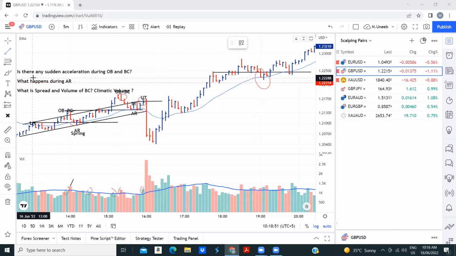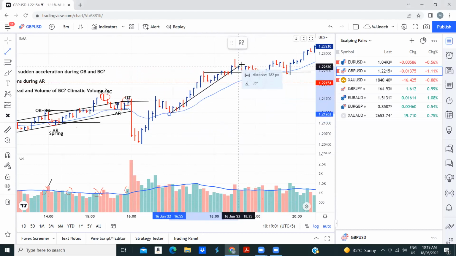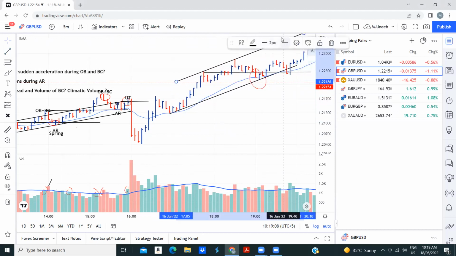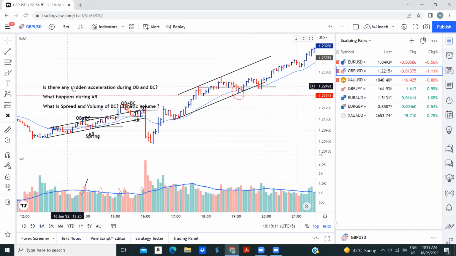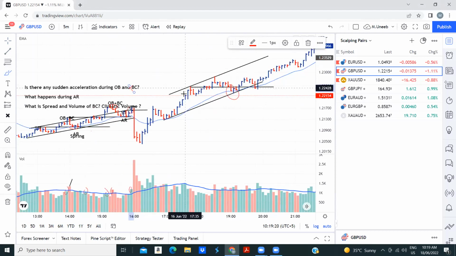Now it says, is there any sudden acceleration during OB and BC? First, we need to check whether OB and BC is achieved or not. So what we're going to do is turn on this trend channel. There is actually no OB and BC observed. We do not have any OB and BC here. Sudden acceleration, no. No OB and BC observed, no sudden acceleration. Got it? What happens during AR?